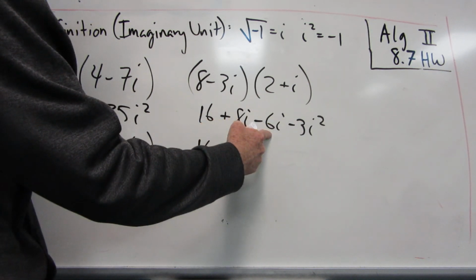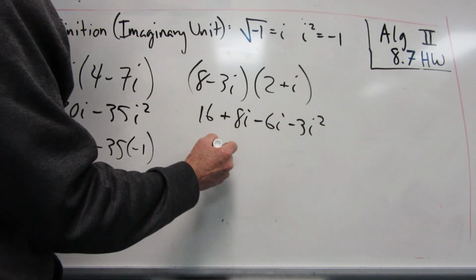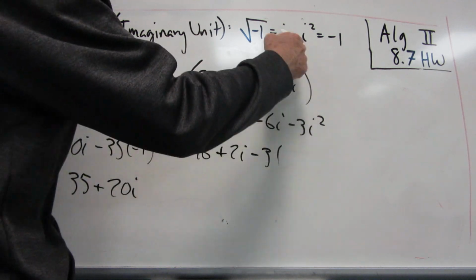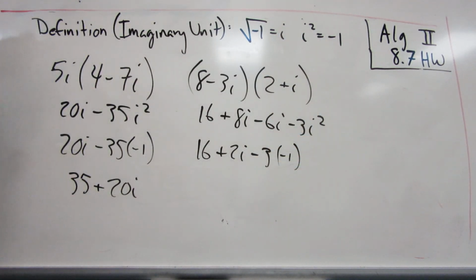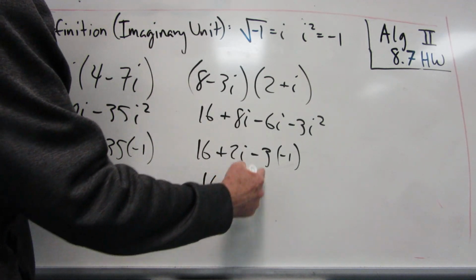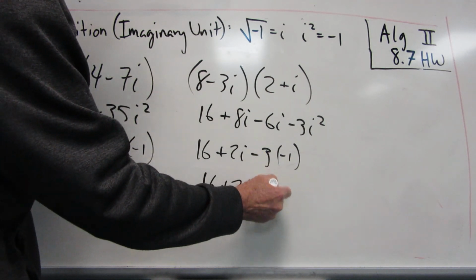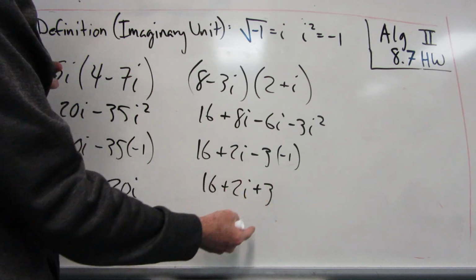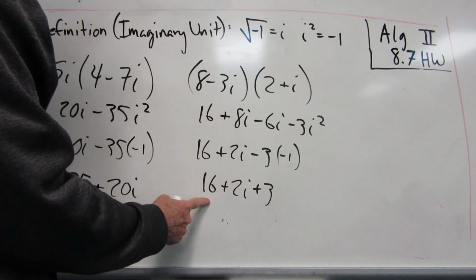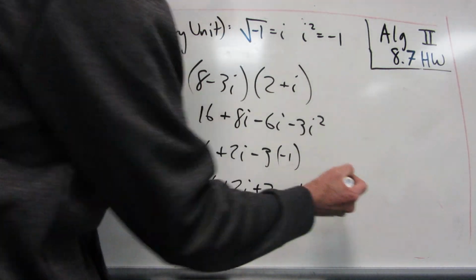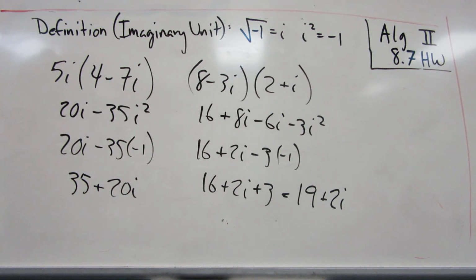So I'm going to have 6i, and if I have 8i and I take 6 of them away, I'm left with 2i. Okay. I have negative 3, and remember, i squared is the same thing as negative 1, so I'm going to substitute that in there. So 16 plus 2i, negative 3 times negative 1 is plus 3. Now, notice that it's not an imaginary term. It's a constant, so I need to add it to here. 16 plus 3, 19 plus 2i. Okay, so when I FOIL that, this is what that is going to simplify to.